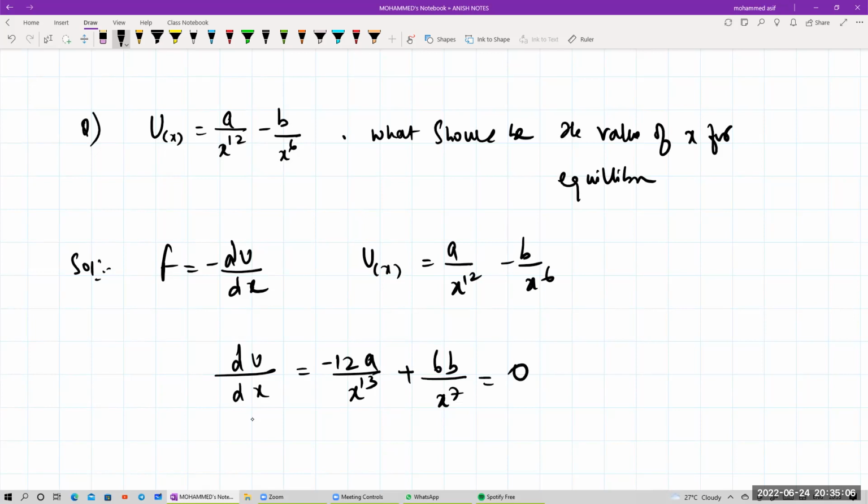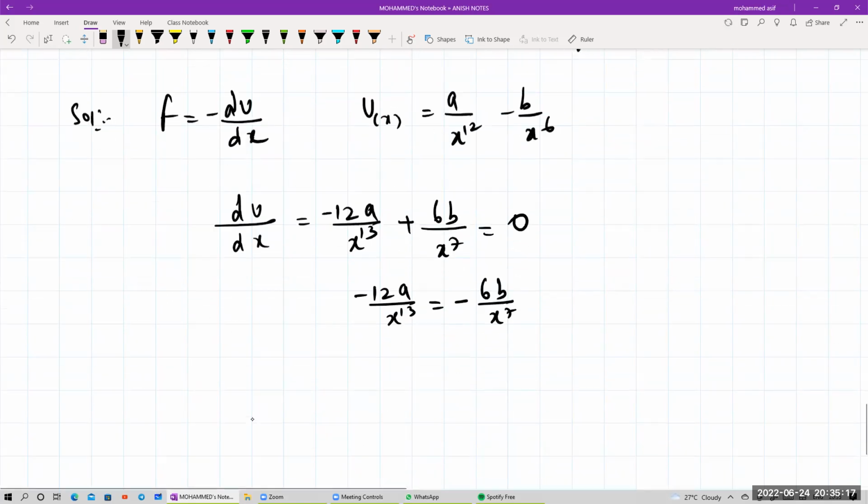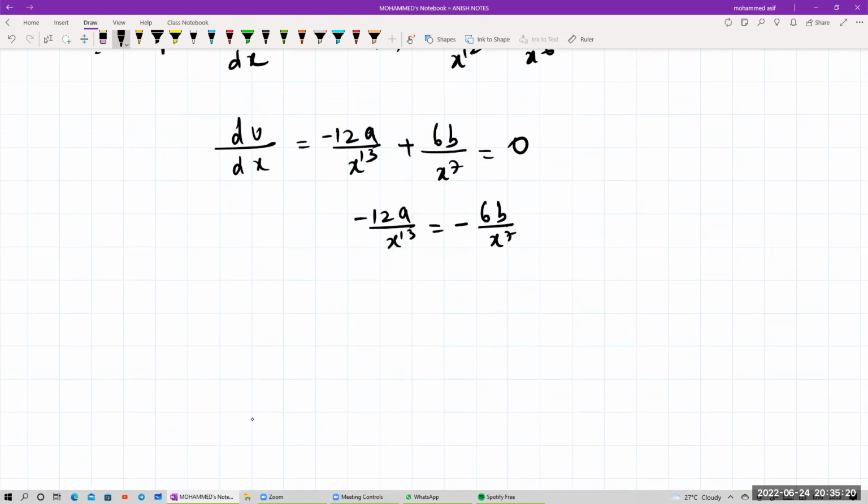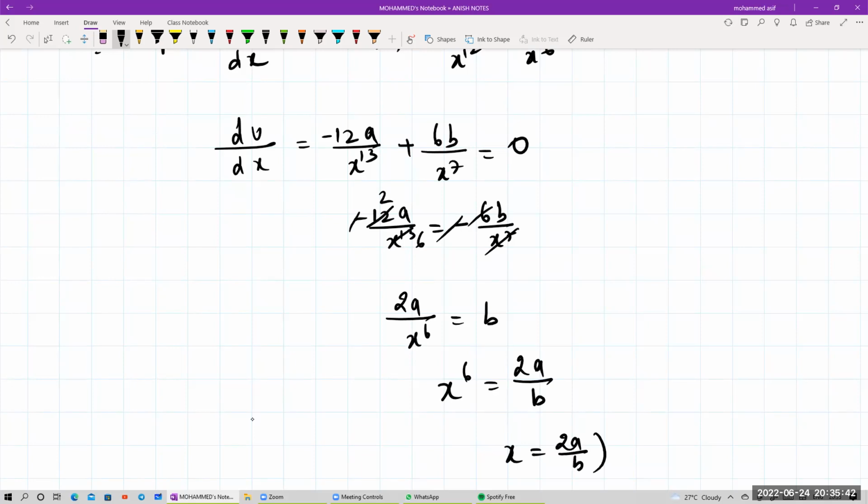And this must be equal to how much? 0. That means minus of 12 into a by x power 13 must be equal to minus of 6b divided by x power 7. So 6 ones are 6, 6 twos are 12, and x power 7 cancels, leaving x power 6. So 2a divided by x power 6 is equal to b. So what is the value of x? X power 6 will be equal to 2a divided by b. That means x will be equal to (2a by b) to the power of 1 by 6. So this will be the answer for this.